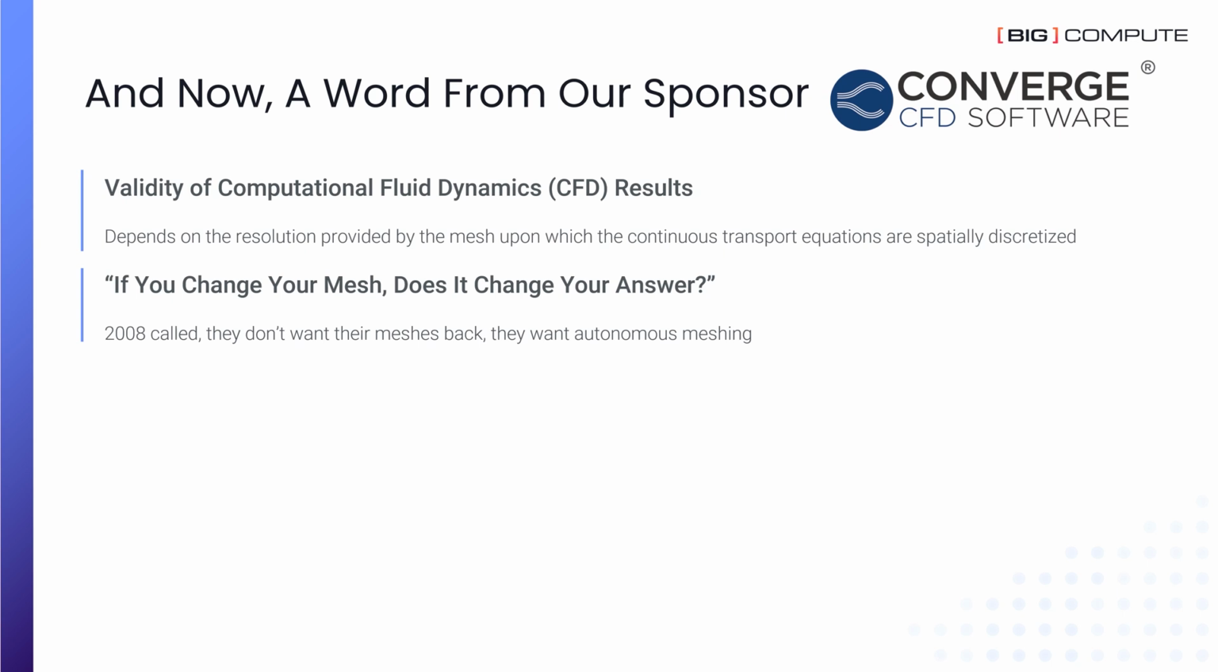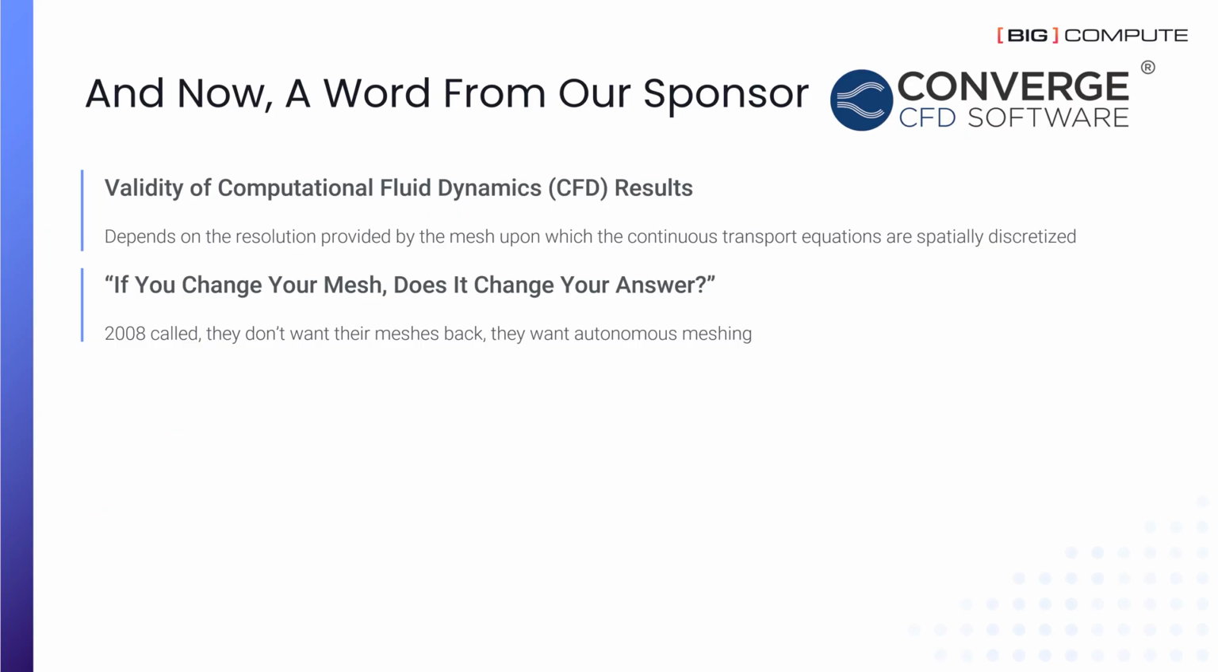One of the things we talk about when we look at computational fluid dynamics problems is the validity of our results. And the validity of the results will depend on the resolution which is provided by the mesh upon which the continuous transport equations are discretized. This is how we convert a continuous problem into a discrete problem that can be solved on a computer. We have a mesh that allows us to change those equations from continuous to discrete.